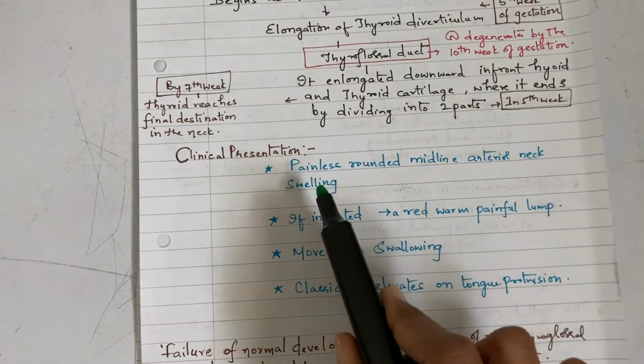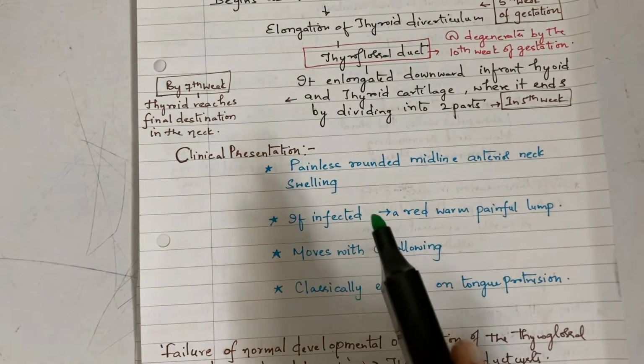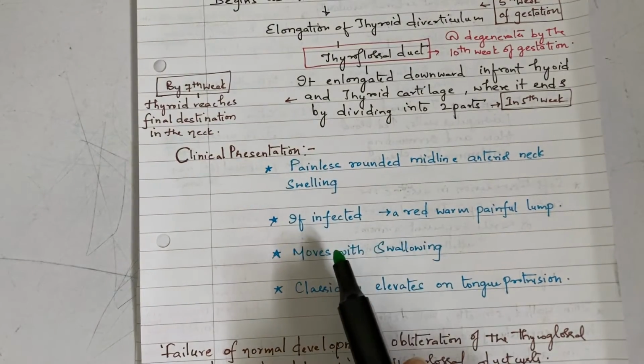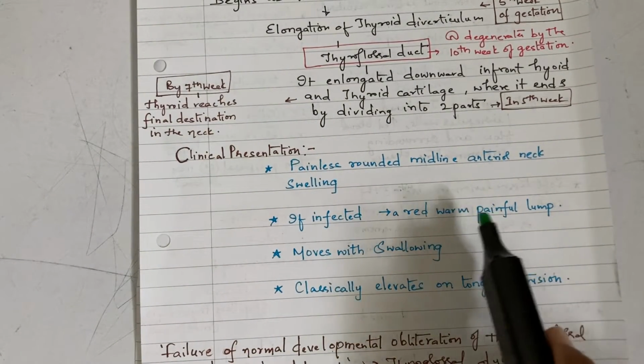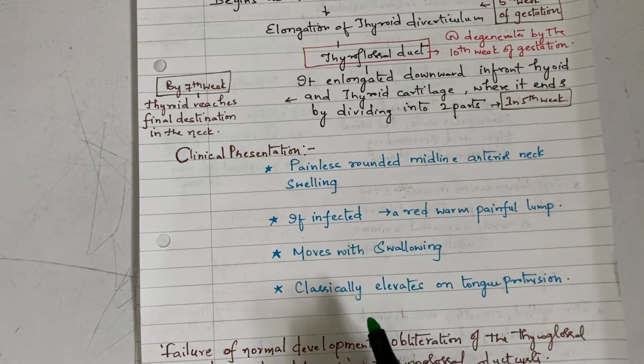Then coming to clinical presentation, there is a painless rounded midline anterior neck swelling. If there is no infection, it will be painless and rounded. If infected, there will be a painful lump which is red and warm. Normally it moves with swallowing.